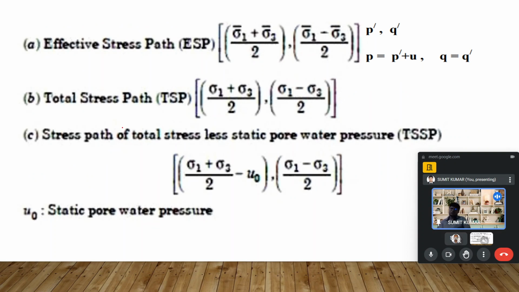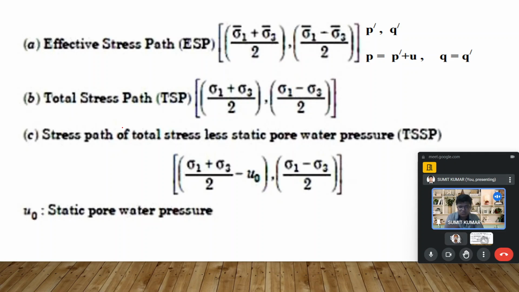Now, when we talk about the effective stress part, the values of P and Q change to P dash and Q dash. P dash becomes sigma 1 bar plus sigma 3 bar by 2, or sigma 1 dash plus sigma 3 dash by 2. Similarly, Q changes to Q dash as sigma 1 dash minus sigma 3 dash by 2, or sigma 1 bar minus sigma 3 bar by 2. This is very much clear, and I don't need to explain it because I have covered it in various forms while teaching the triaxial test. So this is very basic.